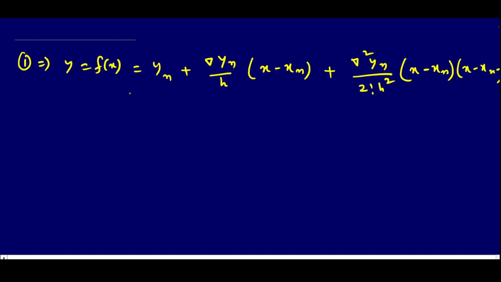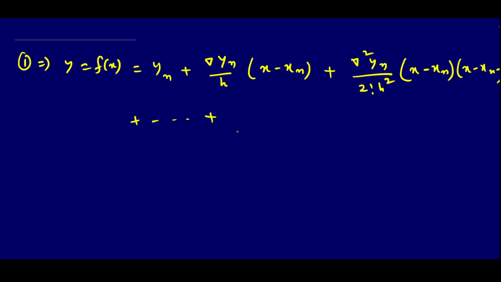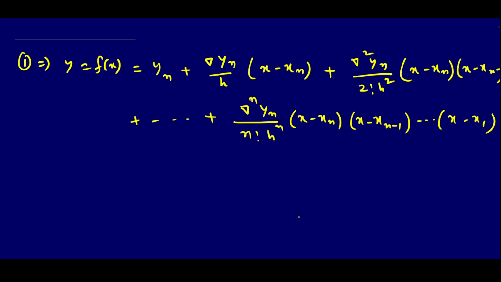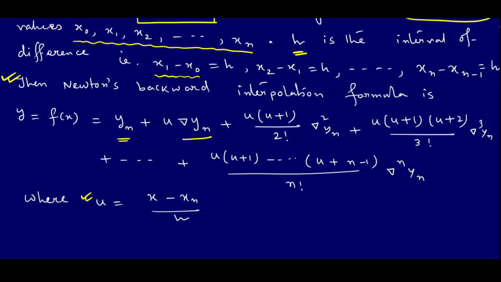Okay, xn minus 1. In the same way, we'll put all the other terms. So let us write the last term, nabla to the power n yn by n factorial h to the power n, x minus xn, then x minus xn minus 1. So what is the last term? X minus x1. Okay, so you can see this is not the Newton's forward interpolation formula in a given form. In the statement, you see, it's like this. U should be there. So U into U plus 1.